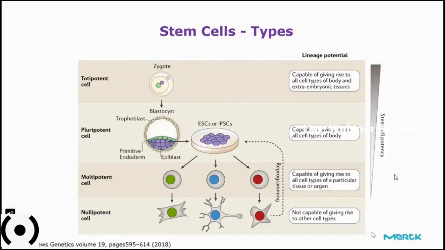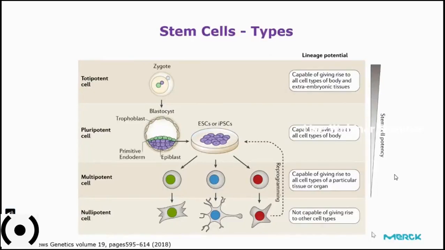So I hope you understand the difference between totipotent and pluripotent. There is a marginal difference. Totipotent cells can give rise to all the cells, embryonic as well as extra embryonic tissues, right? All cells of the body and extra embryonic tissue, which includes the placenta. But pluripotent cells can give rise to all cells of the body, not the extra embryonic tissue.